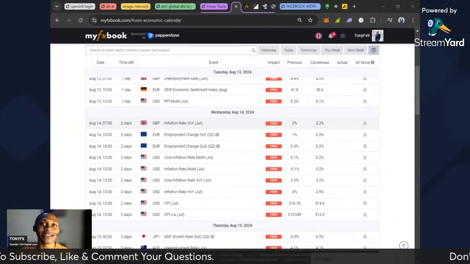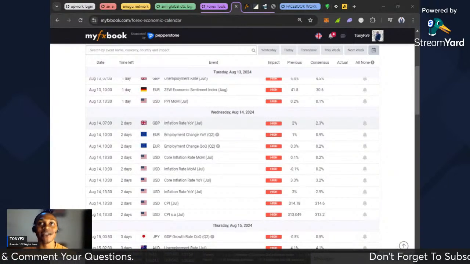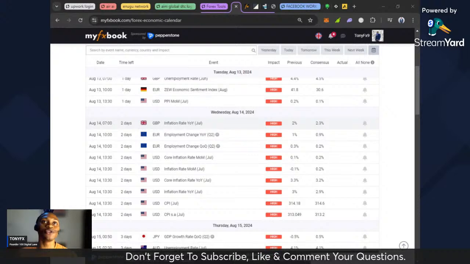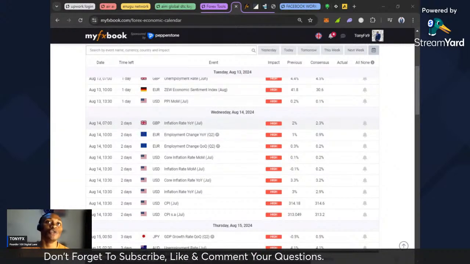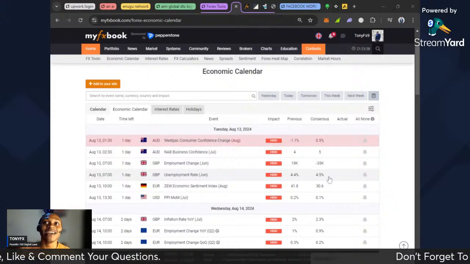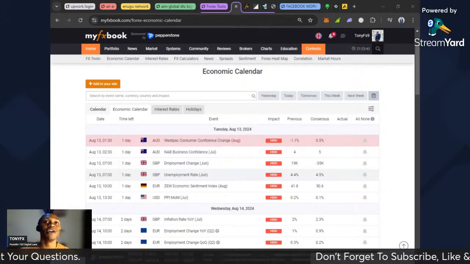We already analyzed GBP USD, and we're saying that there is likelihood that GBP USD is going to go to the upside. So on Wednesday, this could be the trigger we needed to see GBP to the upside. And on Tuesday, if the employment rate increases, this could be the trigger to see GBP to the downside.